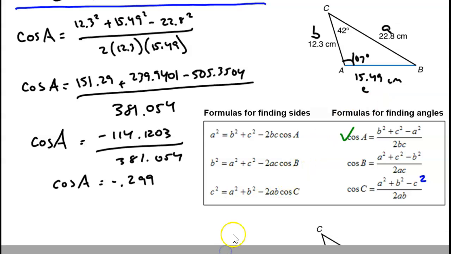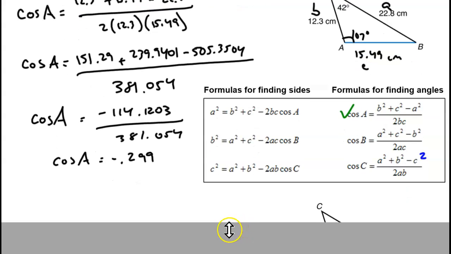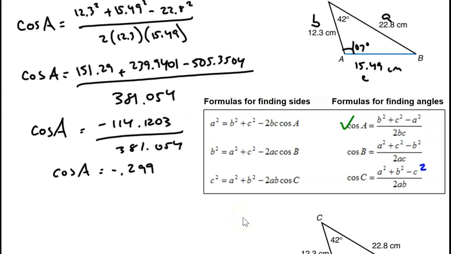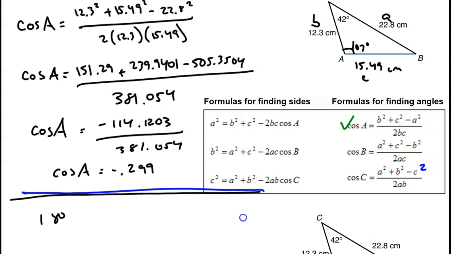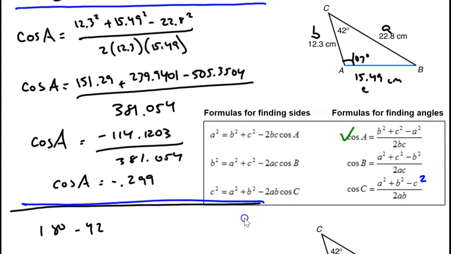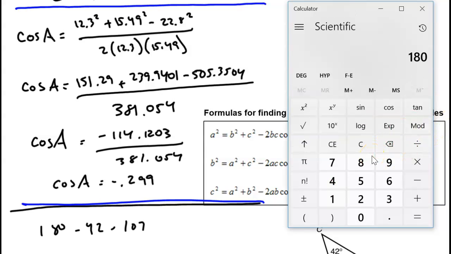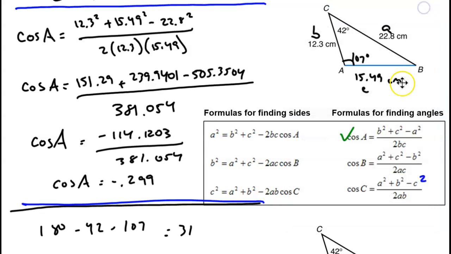Okay, now we are looking at only one more angle that we need, and that angle is angle B. The inside angle theorem of a triangle says that 180 degrees minus the 42 degrees for angle C and minus the 107 degrees for angle A gives us 31 degrees for angle B. And that is the way to complete the triangle.